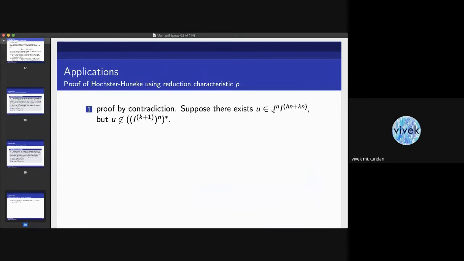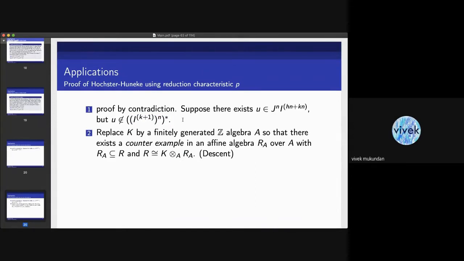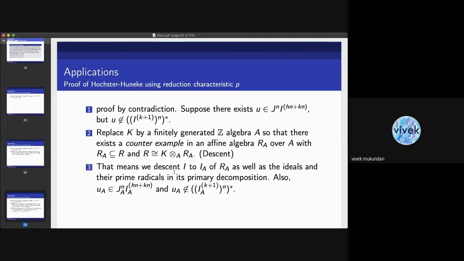Suppose you take an element that is in the left-hand side but not the right-hand side. Then replace K by a finitely generated Z-algebra A, so that there exists a counterexample in R_A over A, so that R_A is contained in A and R is isomorphic to K times R_A, the first step of the descent. That means we can descend I to I_A, such that the U_A is in this one but not the other one.